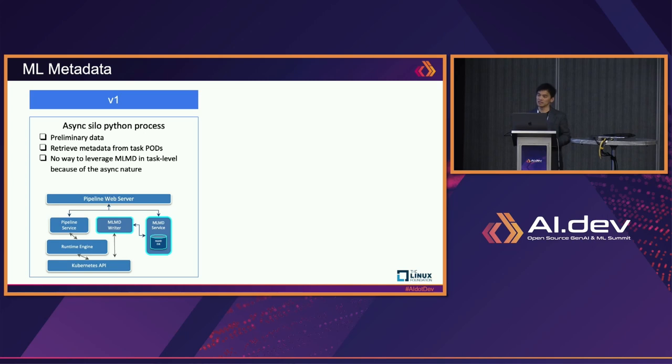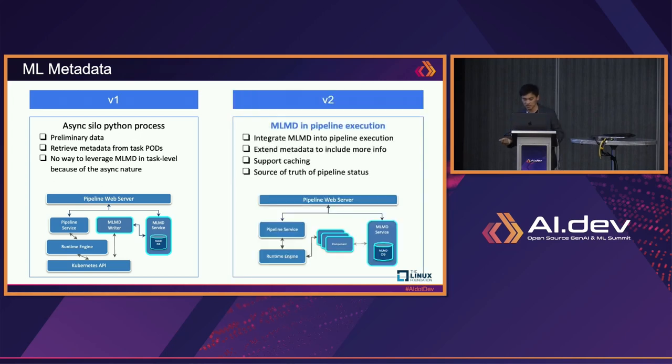And in this way, it's actually hard to integrate and reuse the metadata information inside each step of your pipeline. So in V2, we try to embed the MLMD into the pipeline execution. As you can see here, all the components, meaning a subset of your pipeline, talk directly to the MLMD, so we remove the MLMD writer. In this way, the MLMD provides extra benefit for the whole pipeline.